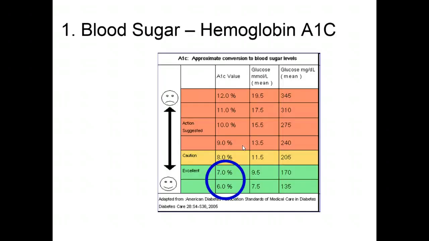The first reason is poor blood sugar. If your blood sugar is elevated, your hemoglobin A1C is over 7, that's an area of concern. So sometimes people come in and have an 8 or a 9.